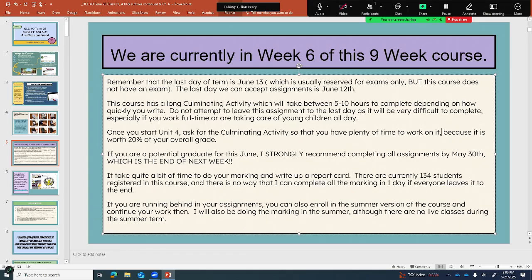Generally, the best bet is hand everything you've done in on Friday, or if you're the type that does all your work on the weekends, hand over whatever you've done in on Monday. Okay, don't wait for an entire unit. It's actually way harder for me to mark a whole unit at once. If you're running so far behind that you don't think you're going to get finished, then go ahead and enroll in the summer version of the course and continue your work then.